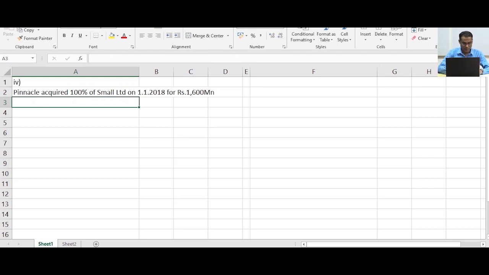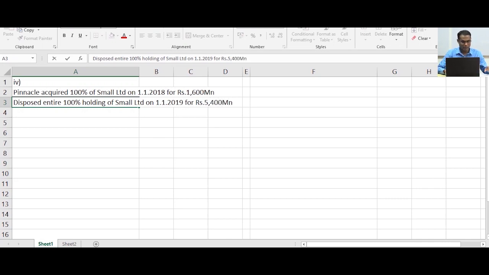Now what has happened is, Pinnacle disposed of the entire 100% holding of Small Limited on, the date of disposal is important, 1st January 2019, and the proceeds are 5,400 rupees.